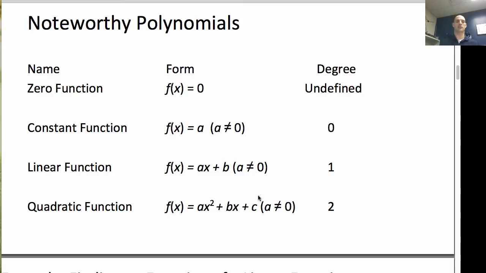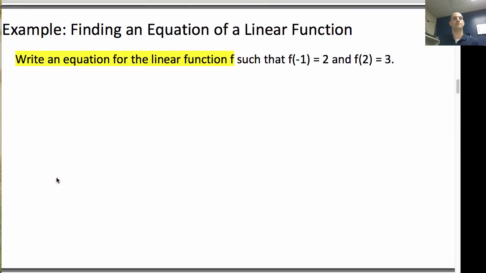A constant function, f of x is equal to a, would be like y equals 4. Well, the degree is 0 because it's essentially like 4 times x to the 0. Anything to the 0 power is 1, so it'd be like 4 times 1. If I've got a linear function, which we're going to talk about, and quadratics we're going to talk about, this is a times x to the first power plus b. Well, that's where this comes from. And then obviously this is a squared for the quadratic, and so it's a degree 2. These are the noteworthy ones we're going to talk about.